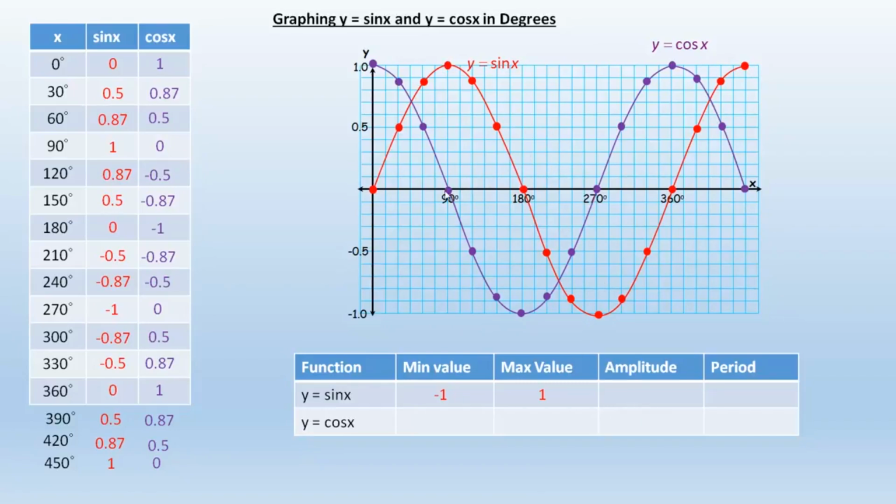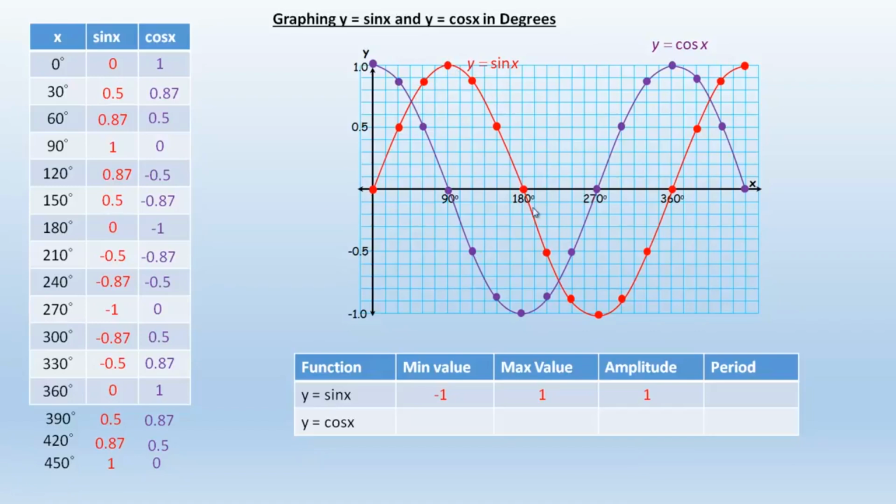Okay. The amplitude is the distance from this middle line. It's called the axis. It's not actually an axis of symmetry. It's an axis in the middle. The amplitude is the distance between here and a max, or between this line and a min, which is 1 unit. So the amplitude is 1.